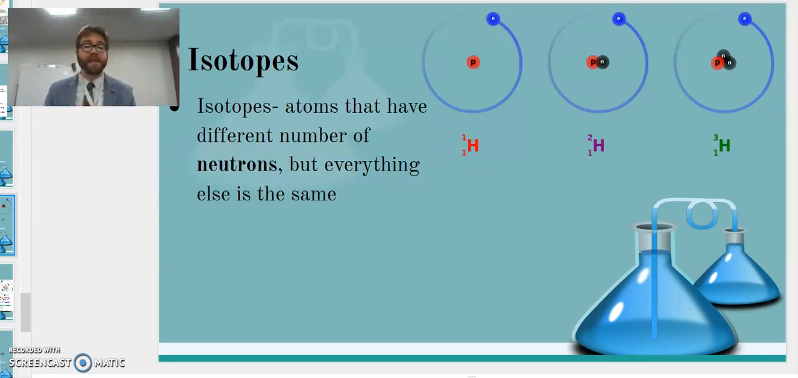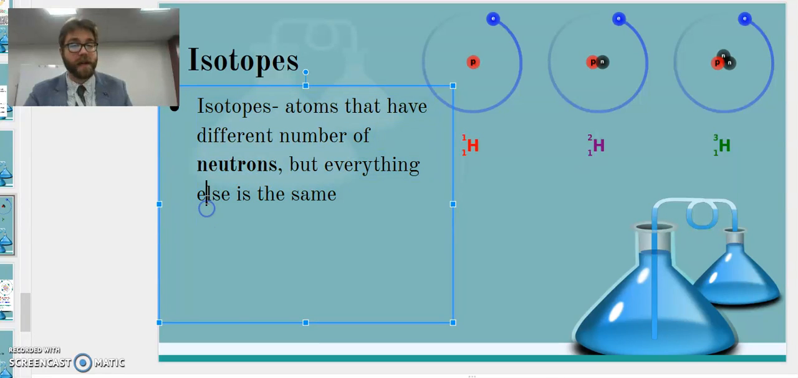Isotopes are atoms with a different number of neutrons, but everything else is the same. That's important to remember. Everything else is the same. In isotopes, we're either adding neutrons or taking neutrons away, and that's all an isotope is.